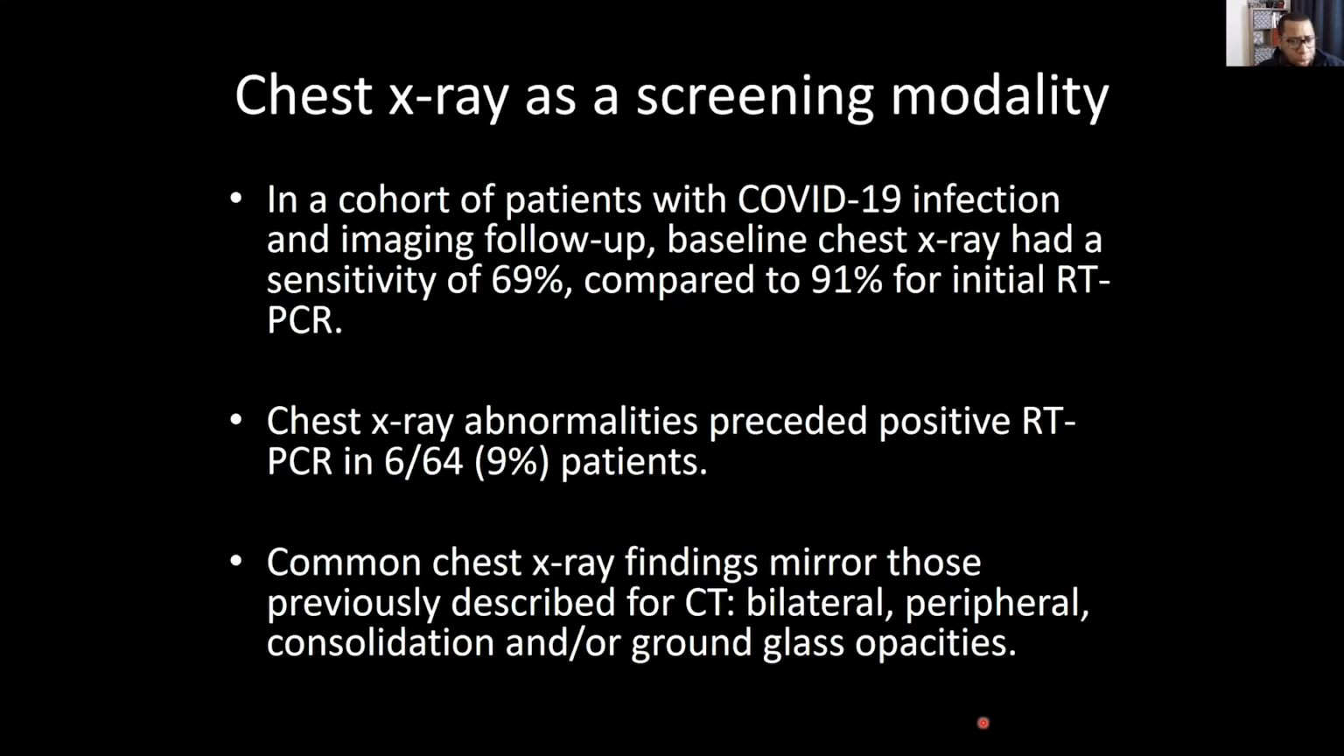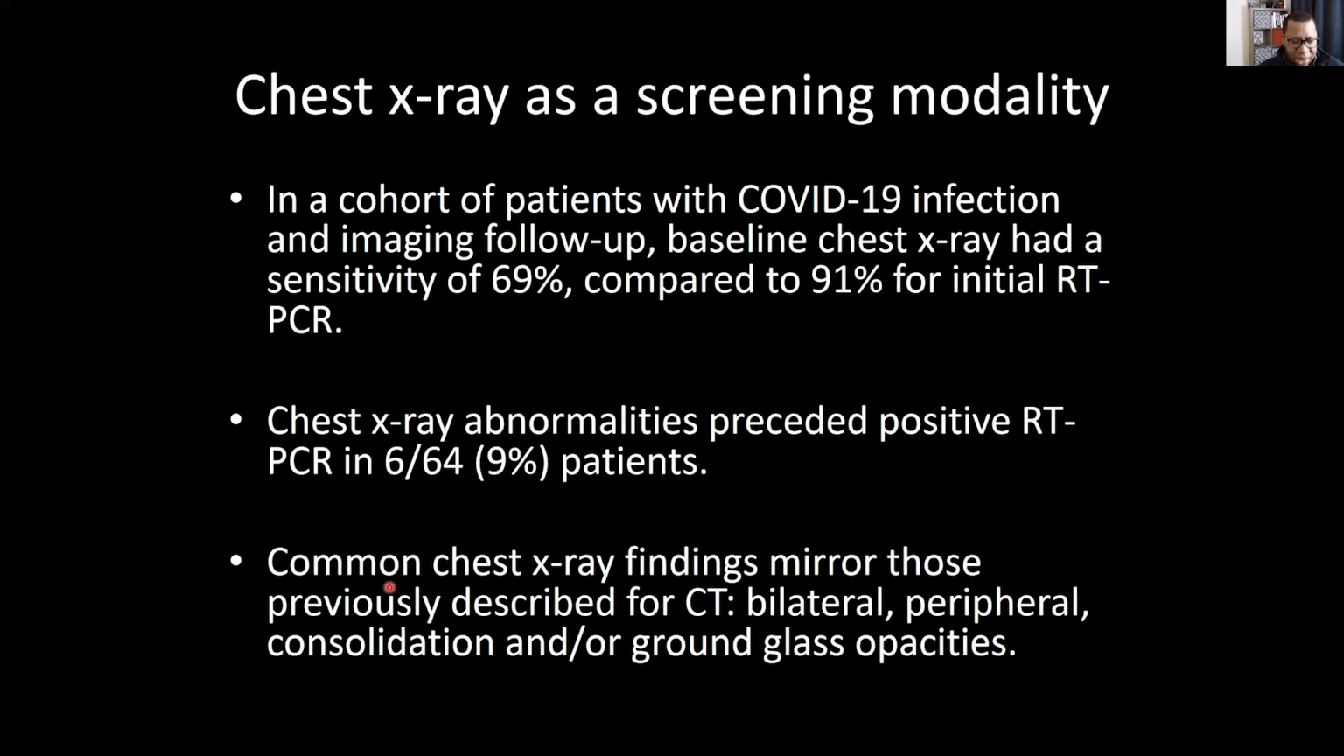So what about chest x-rays? As a screening modality, people looked into this as well. And it was found that in a cohort of patients with COVID-19 infection and imaging follow-up, baseline chest x-ray had a sensitivity of 69% compared to 91% for initial PCR. Chest x-ray abnormalities preceded positive PCR in only 9% of cases, okay? So this did not support chest x-ray as a screening modality for COVID, okay?